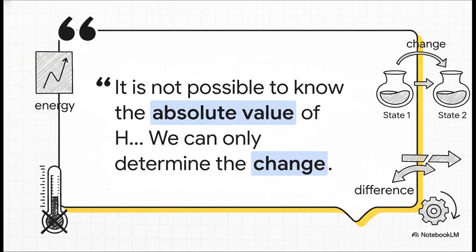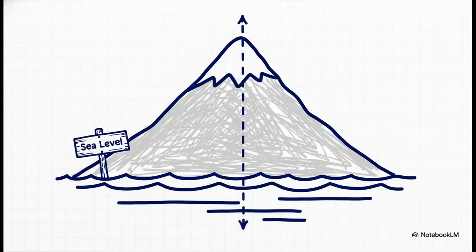Now here's a really interesting detail from the source material. You can't actually know the total enthalpy of a substance. It's impossible. There's no absolute zero for total energy. But, and this is the key, it doesn't matter. Because all an engineer ever needs to know is how much the enthalpy changed as the substance went through the process. So, to measure that change, everyone agrees on a standard starting point, a reference state.